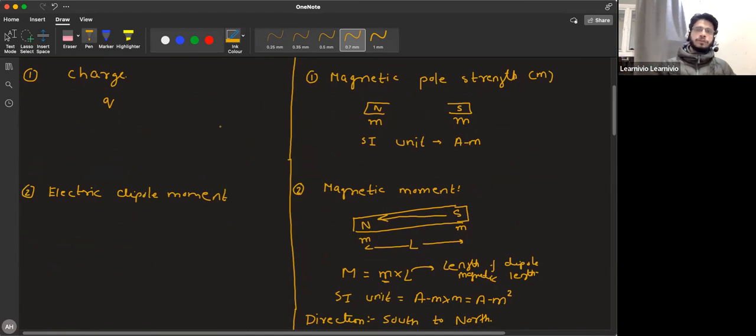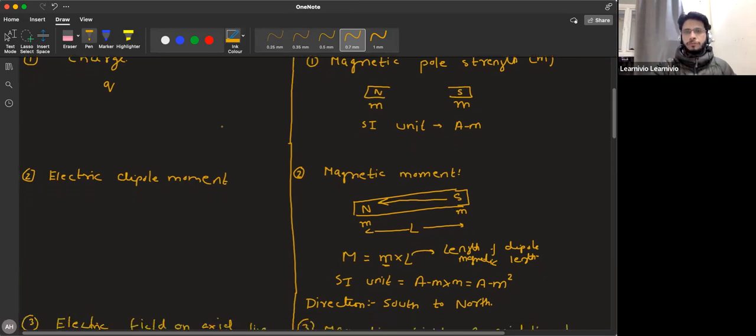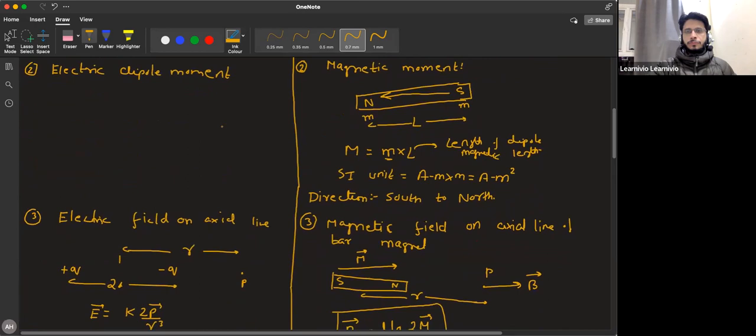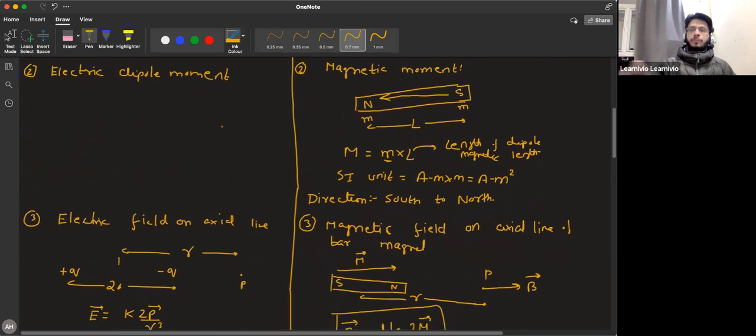So magnetic pole strength is just like charge, the analog of charge. In electricity, we use charge. In magnetism, we use magnetic pole strength, like the pole strength of the north pole and the pole strength of the south pole. Magnetic moment is just the analog of electric dipole moment. In electric dipole moment, we take charge and length. Here we take magnetic moment.